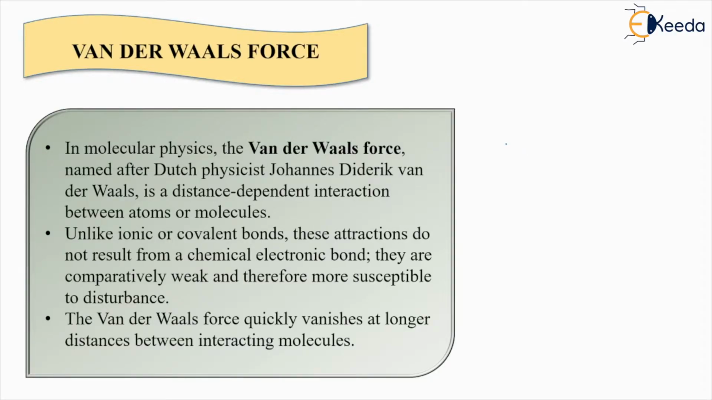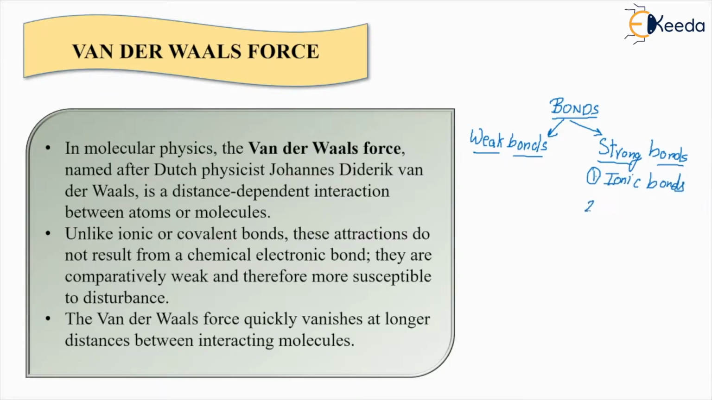Before we start with the van der Waals forces, I want to teach you about weak bonds and strong bonds. Whenever we talk about any kinds of bonds in chemistry, they are classified as weak bonds and strong bonds. Here we are talking about all the kinds of bonds which are present in chemistry. Weak, strong. We've studied the strong bonds. The first is ionic bonds. The second is covalent bonds.